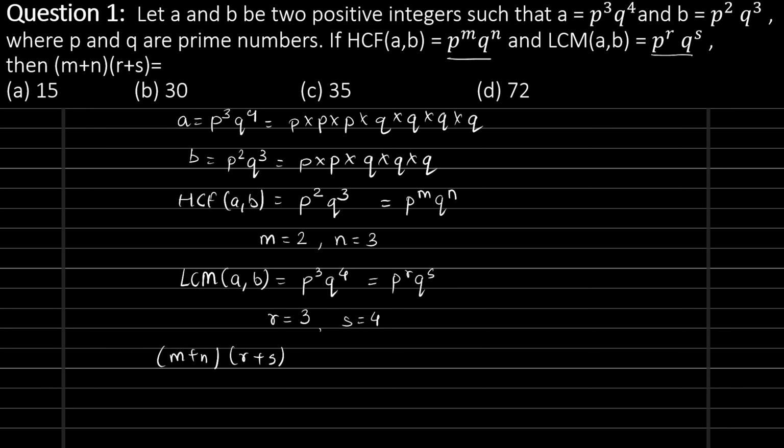Now, very easy. 2 plus 3 will be 5. And 3 plus 4 is 7. So, 5 into 7, we are going to get 35. And that is the reason in this question, option C is the correct answer.